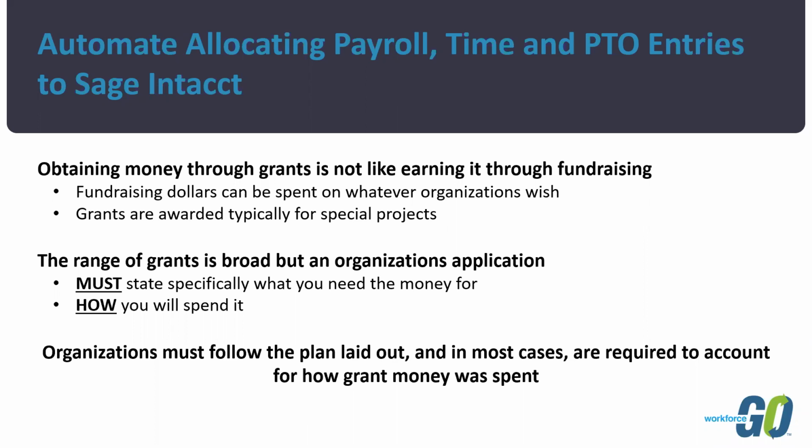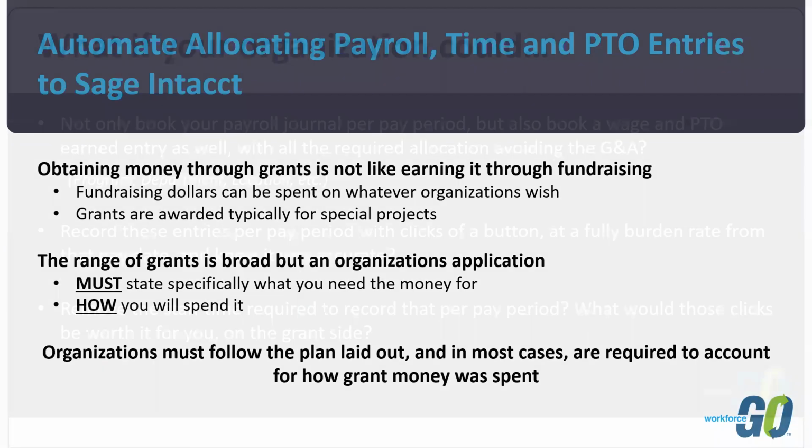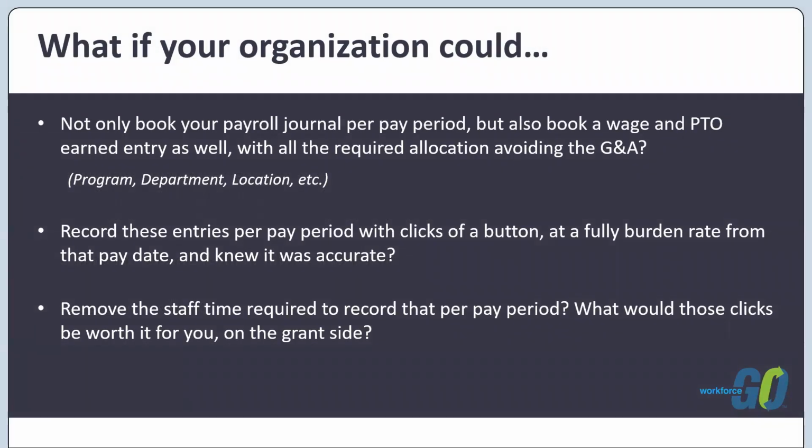So it's very important that organizations follow the plan that is laid out, and in most cases are required to account for how grant money was spent. Grant definitions can change every year. Have you ever found that any of your current grants now allow you to expense PTO earned? Would this help with your cash flow? So we ask the questions as we think about this complicated process.